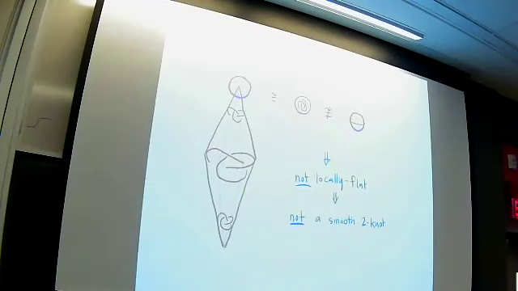Is there any surgery to resolve this problem later on, or can we rule it out? I mean, you could remove that 4-ball neighborhood. For example, if you're taking the cone or the suspension of a slice knot, you could remove the neighborhood and glue in a slice disc, and that would make it locally flat. So yeah, good question.